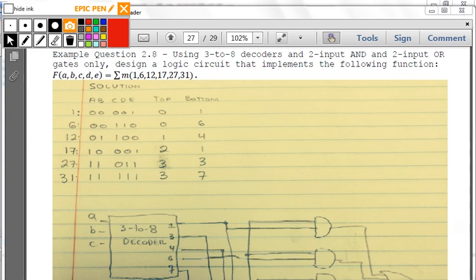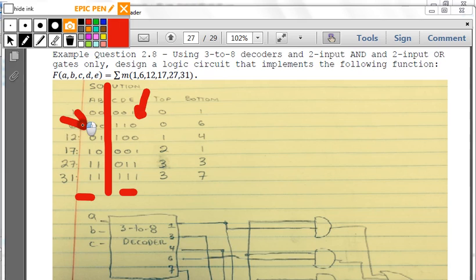So what you can do is split the variables into 2 chunks, which is kind of what I've done here. You can do a 3-8 decoder here, and a 3-8 decoder here. I've broken it up into top and bottom, and given the value based on the binary code. So we had 1, 6, 12, 17, 27, and 31.